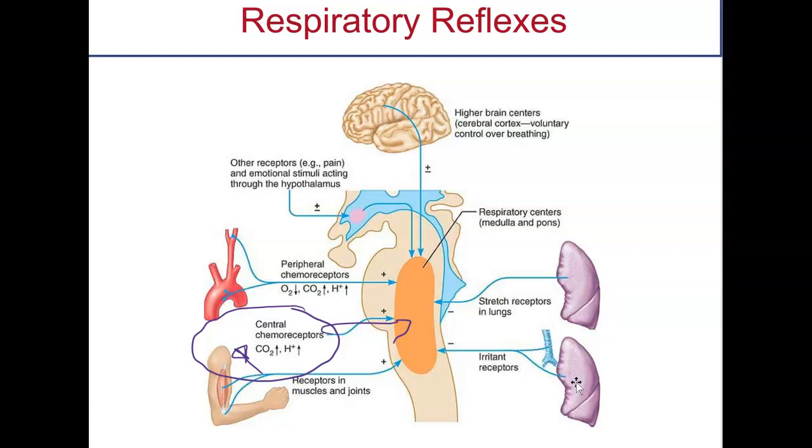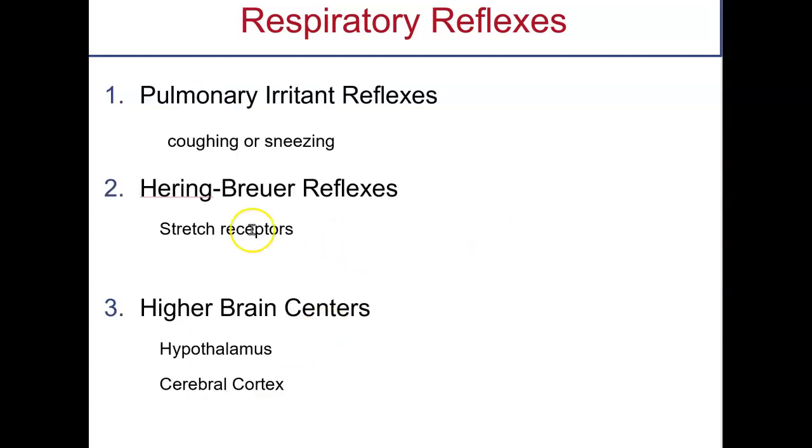The other thing you see here is a stretch receptor. It's called the Hering-Breuer reflex. This is a stretch reflex. If you take a deep breath in, you'll reach a point that you stop inhaling. You just stop. And then your lungs naturally recoil and you exhale. So this is done to prevent your lungs from basically overinflating.